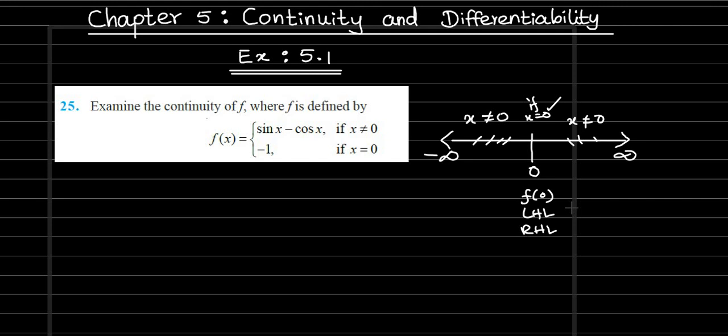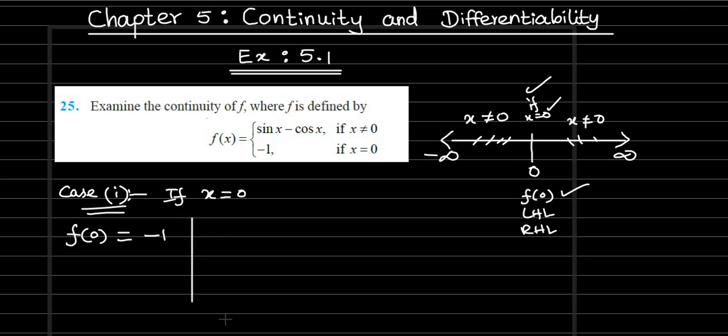Okay, so let's start with case 1, if x is exactly 0. If x is exactly 0, what do we need to find out first? f of 0 value. Now let's substitute 0 in place of x. What is the suitable function here? If x takes exactly 0, from the given, f of x will be minus 1. Now left hand limit and right hand limit we have to find out.